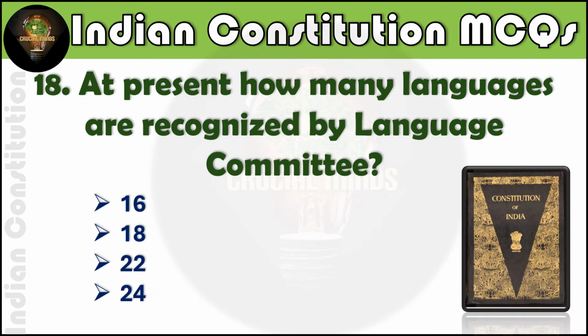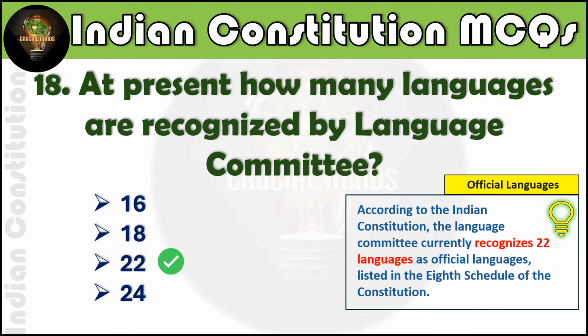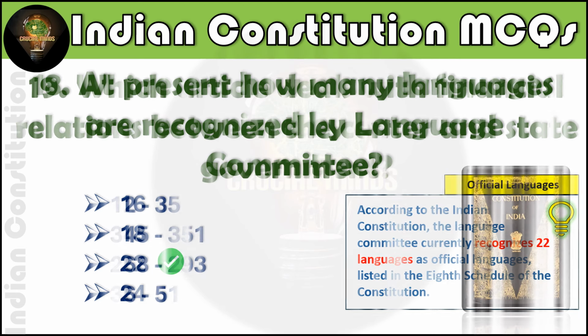Question number 18. At present, how many languages are recognized by the Language Committee? The answer is 22. Explanation: according to the Indian Constitution, the Language Committee currently recognizes 22 languages as official languages, listed in the 8th schedule of the Constitution.